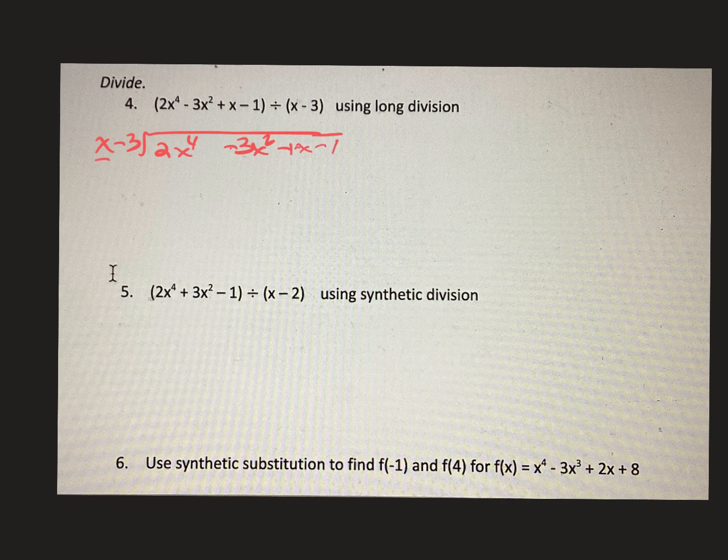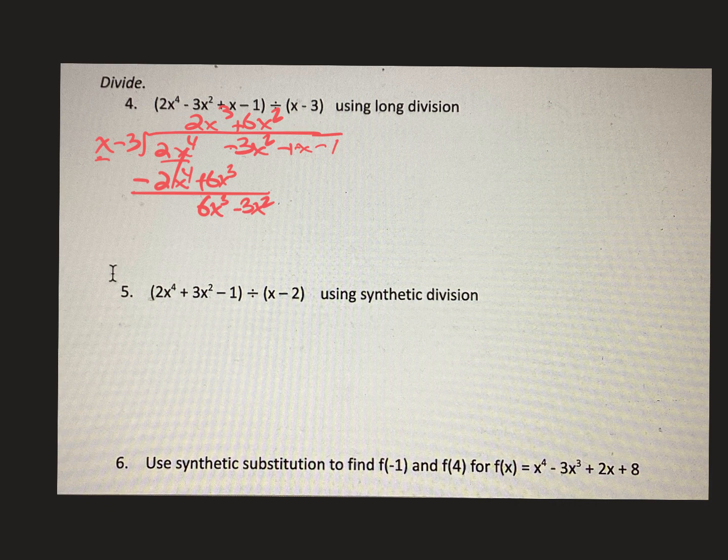Okay, now remember, first: how many times does x go into 2x to the fourth? It goes 2x cubed times. So I'm going to multiply 2x cubed times everything in the front. That gives me 2x to the fourth minus 6x cubed. Draw the line, change the signs. That's gone. Bring down the 6x cubed minus 3x squared. Do first again. How many times does x go into 6x cubed? It goes 6x squared times.